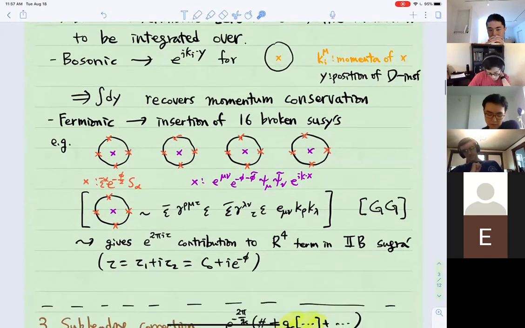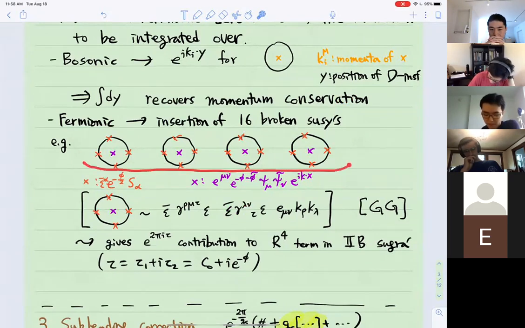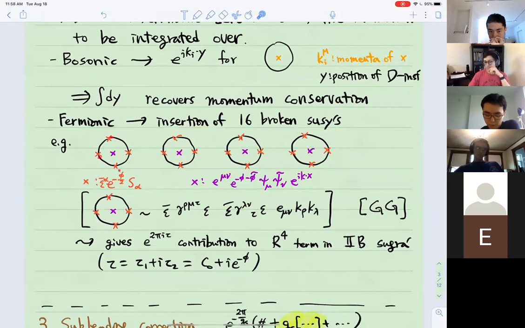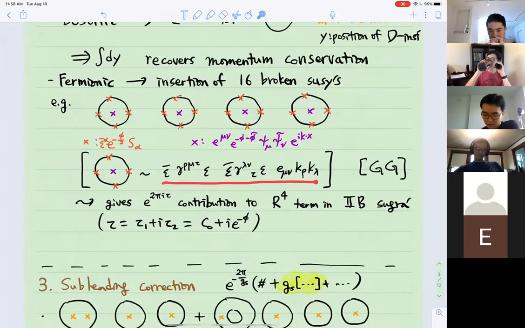For the fermionic ones, because they are Grassmannian, now you need insertion of 16 broken supercharges. So to the diagram of interest that you want to compute, you have to find a way to distribute 16 broken supercharges. And this is the precise computation that Green and Gutperle did. So here, each of the closed strings is a graviton. There are 4 of them. And you distribute 4 supercharges on each. And each of them evaluates to something like this. It has some structure, and there's this polarization together with the 2 factors of the momentum, which is nothing but the Riemann tensor.